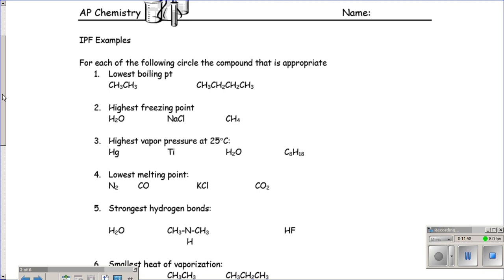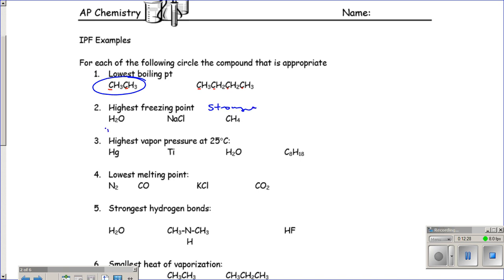So this is saying, okay, which of the following has the lowest boiling point? And here we have a carbon chain that is 2 carbons versus a carbon chain that is 1, 2, 3, 4 carbons. Longer is stronger, so the carbon chain with fewer carbons has the lower boiling point. The highest freezing point is going to be the one with the strongest attractions.